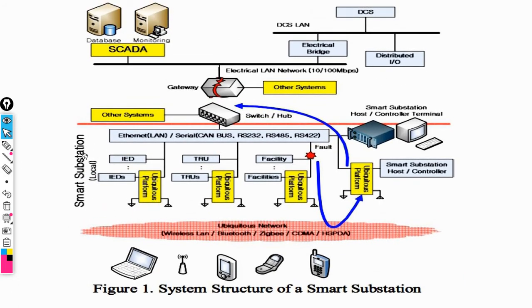This is the system structure of the smart substation. The system of the smart substation can be operated with the help of the SCADA system. This SCADA system can be controlled with the help of intelligent electronic devices, and these intelligent electronic devices can be controlled with the help of a remote terminal unit.